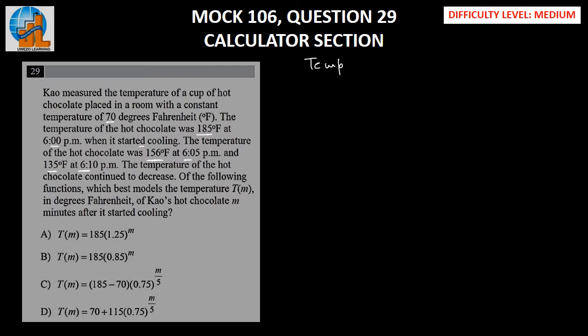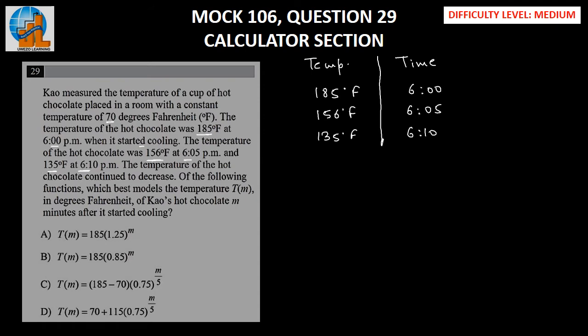for temperature and time. So we know that the temperature was 185 degrees Fahrenheit at 6 pm, and then the temperature reduced to 156 degrees Fahrenheit at 6:05 pm, and then the temperature was 135 degrees Fahrenheit at 6:10 pm.